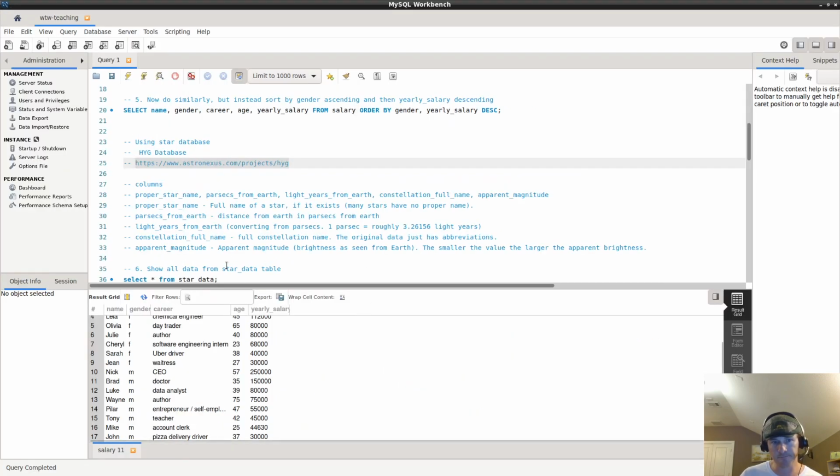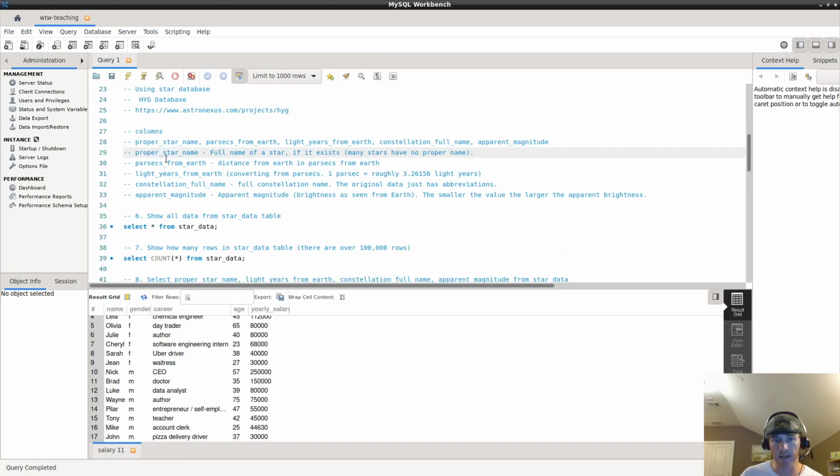It actually has several different columns, but the columns I'm going to have are the proper star name, which is the full name of a star if it exists, the parsecs from Earth, and light years from Earth. So 1 parsec is roughly 3.26156 light years, and I already converted it. We have the constellation full name and the apparent magnitude. The apparent magnitude is the brightness as seen from Earth, and the smaller the value, the higher the apparent magnitude.